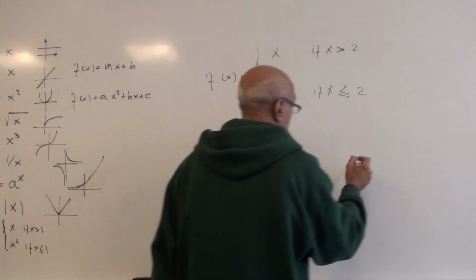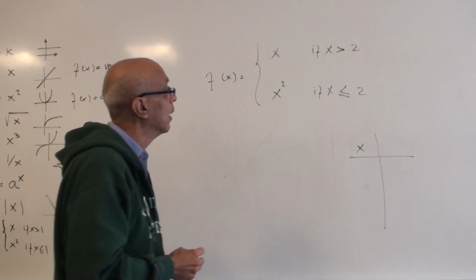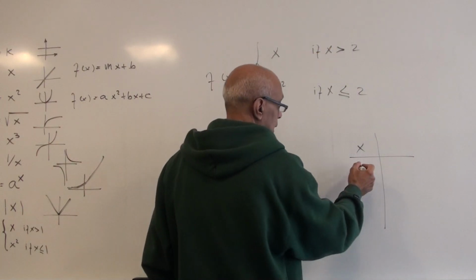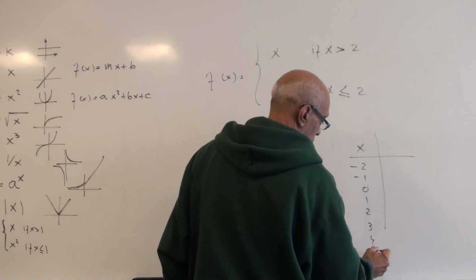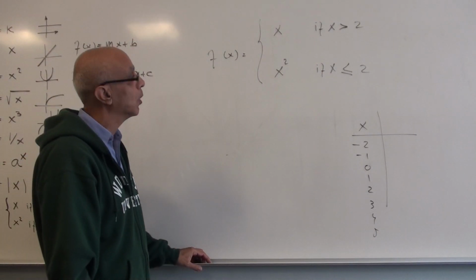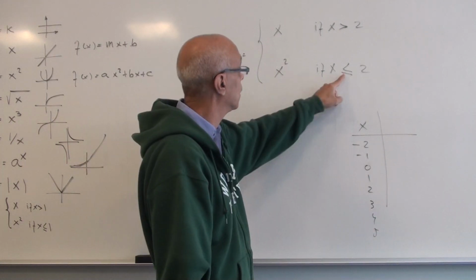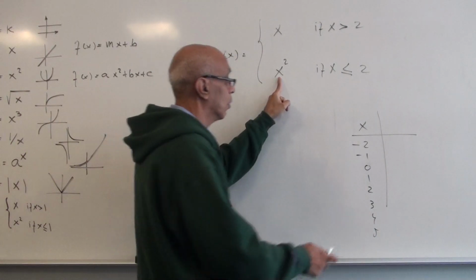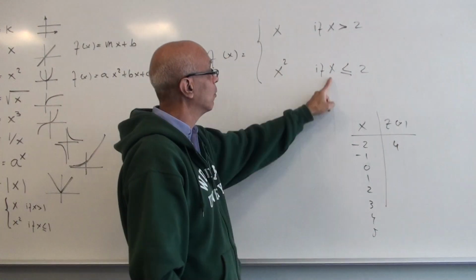So again, we can make a table for this, okay? And we have to remember that there is a transition right at 2. So I can make here -2, -1, 0, 1, 2, 3, 4, 5, and see how this is going to behave, okay? When x is -2, it works like the square, right? So -2 here is going to be a 4.